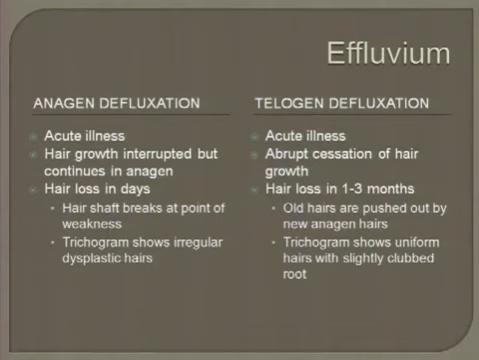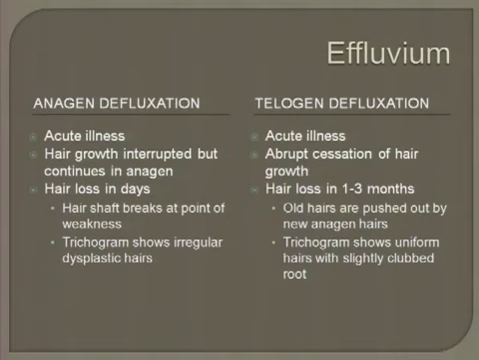So effluvium is a form of hair loss that you see in the horse. There are two forms of effluvium. This is basically just widespread hair loss. There's anagen defluxation and there's telogen defluxation. Both are caused by acute illness. The difference is that with anagen defluxation, that acute illness only causes an interruption in the hair growth. You interrupt the hair growth, but then it continues onward. Basically, the hairs all break a few days after the inciting event because the hairs are all weak at the point where their growth was interrupted. When you examine these hairs under the microscope, it's called a trichogram, and you're going to see irregular dysplastic hairs.